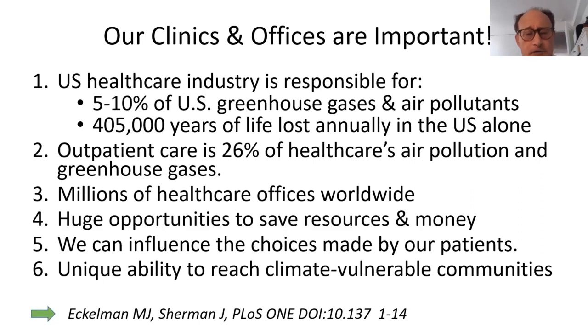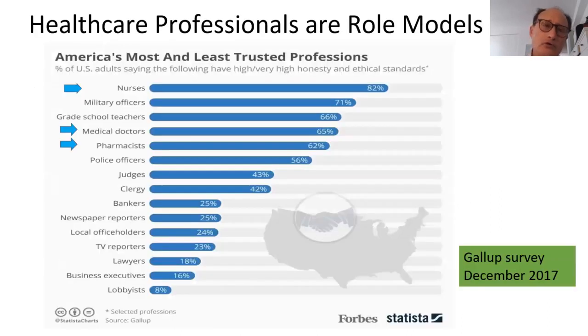And finally, I think that health practitioners, health professionals have a unique ability to reach climate vulnerable communities in a way that government and other agencies and other NGOs are not able to. So we have access to patients and communities that others don't have. We also are trusted. This is a poll that's been done over and over again in the United States, but it's been done on every continent, including Africa, that when you ask communities, who do you trust? Which professionals do you trust for honesty and high ethical standards? Nurses, medical doctors, and pharmacists are always in the top 10 and usually in the top 5.